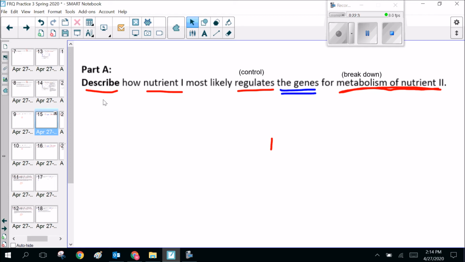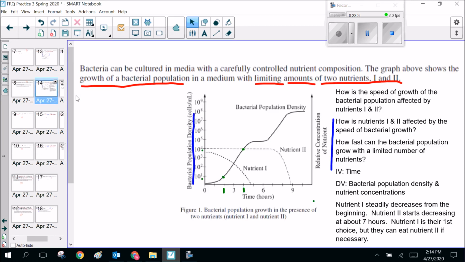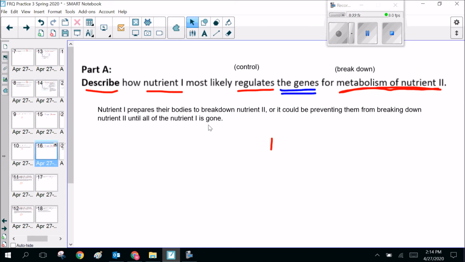You get energy. Okay, so if we're going to describe how nutrient 1 controls the breakdown of nutrient 2, if I was assuming that nutrient 1 controlled it, I would say nutrient 1 is stopping nutrient 2 from being digested until nutrient 1 is gone, and then nutrient 2 can be digested. Or the other idea we came up with was that nutrient 1 was slowly building up the bacteria's ability to digest nutrient 2, and it wasn't until it reached a threshold that nutrient 2 could be digested. Either way, nutrient 1 prepares the body to break down nutrient 2, or it could be preventing the breakdown of nutrient 2 until all nutrient 1 is gone.